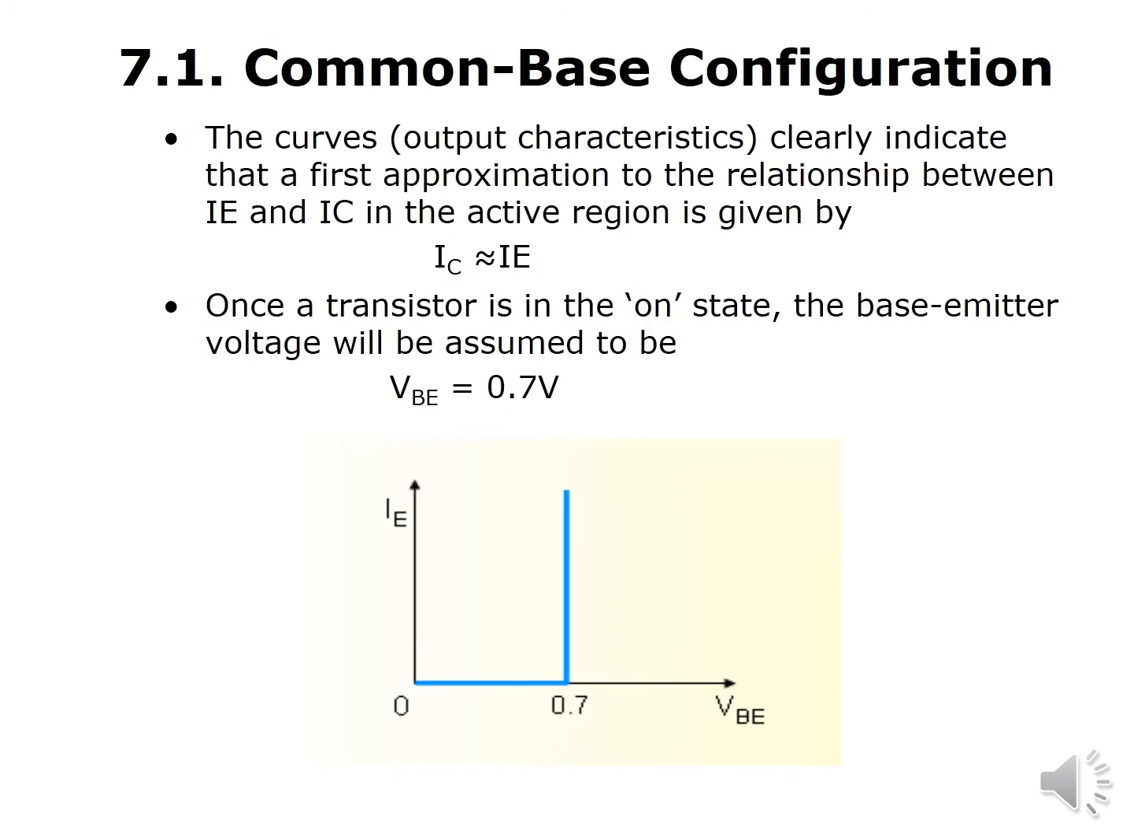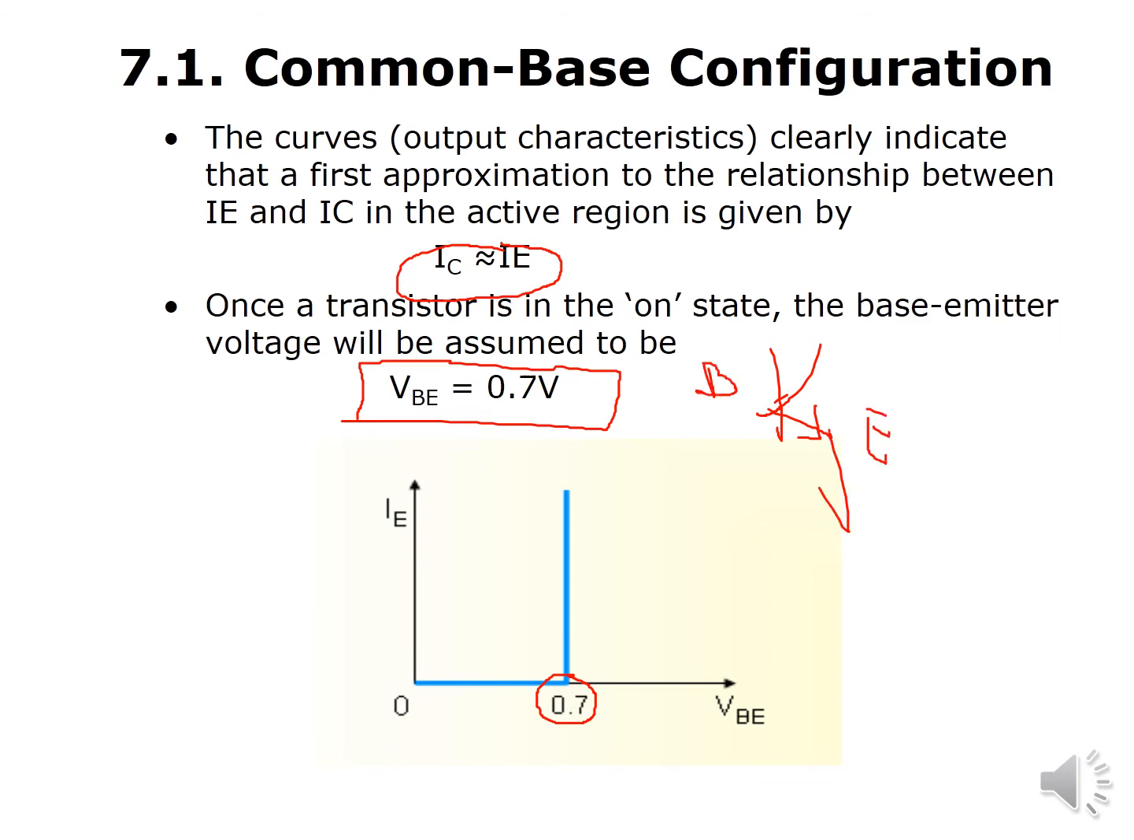Then in the common-base configuration, we are saying IC is approximately equal to IE. That means the input current is approximately equal to the output current, right? Then when the transistor is switched on, the base emitter voltage becomes 0.7, so it becomes fixed at that point. So you realize that in our calculations, once we establish a forward bias on the base emitter circuit, automatically we know that the voltage across these two points is 0.7. That is one voltage which you don't wait for someone to tell you. As soon as you know that this is forward biased, that voltage is 0.7.